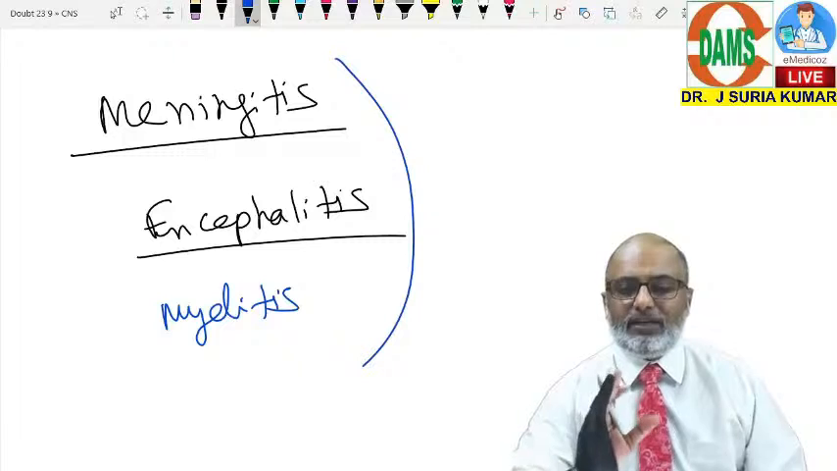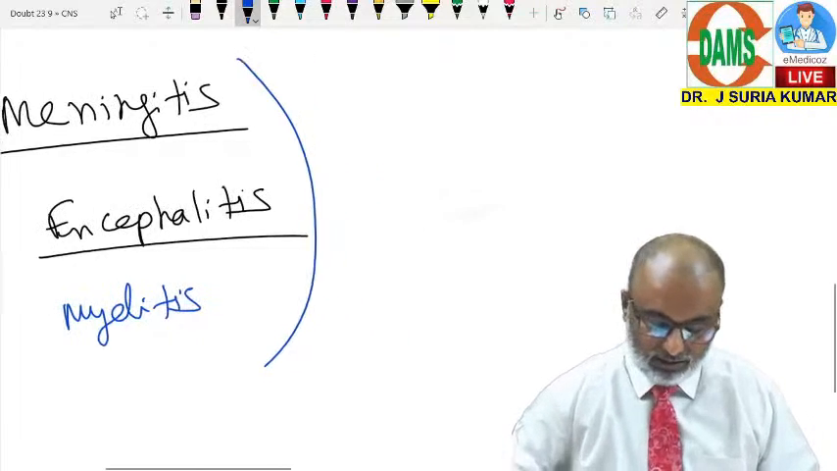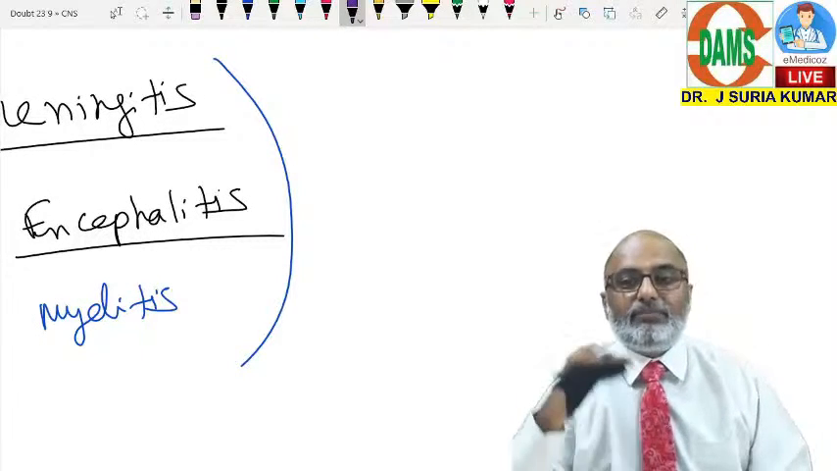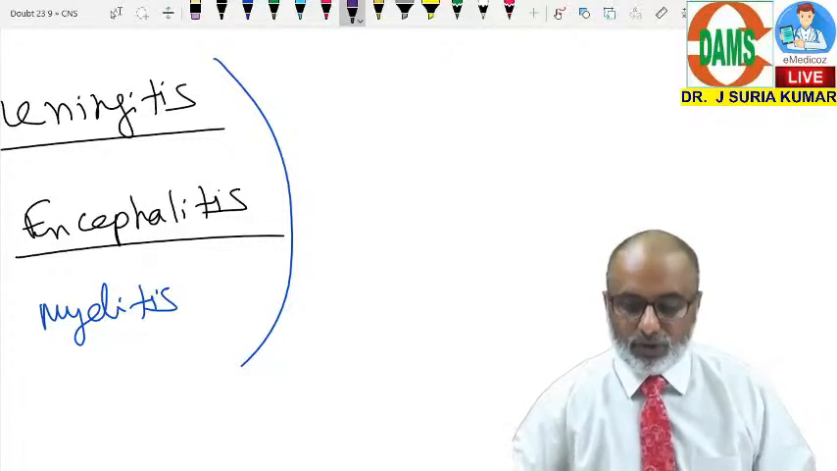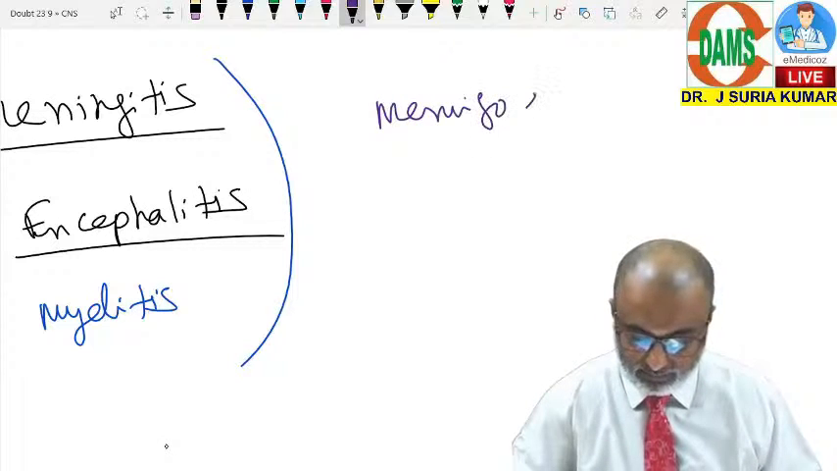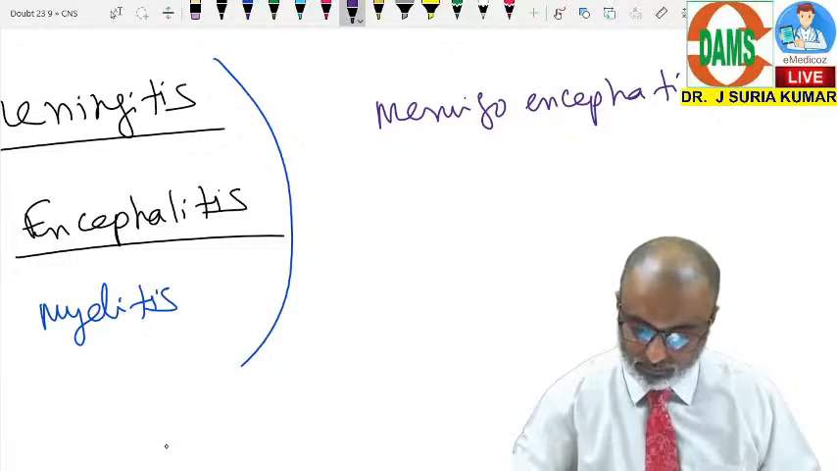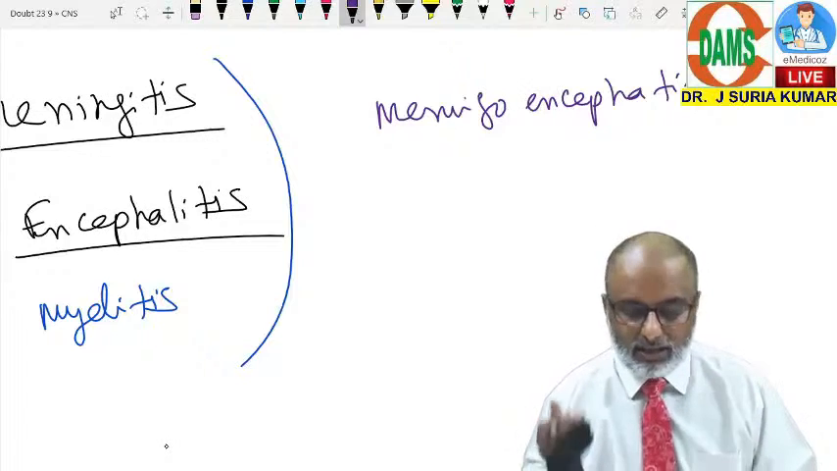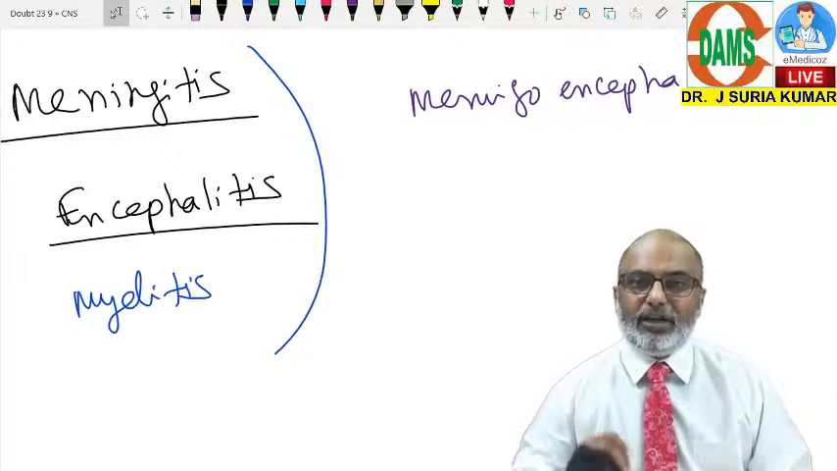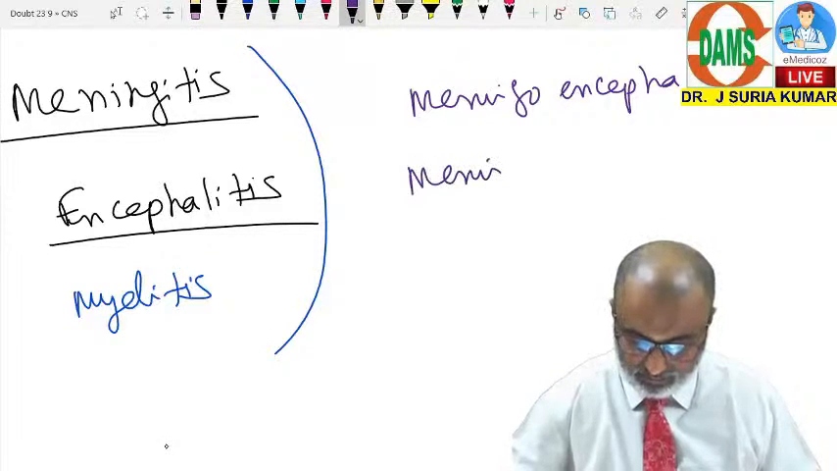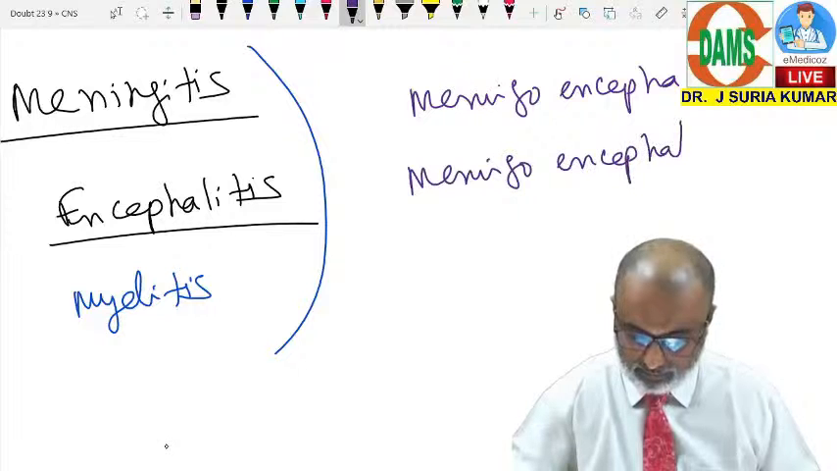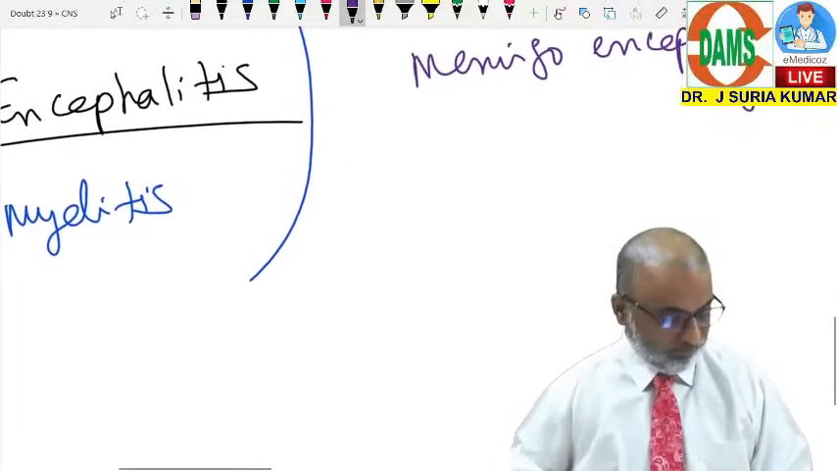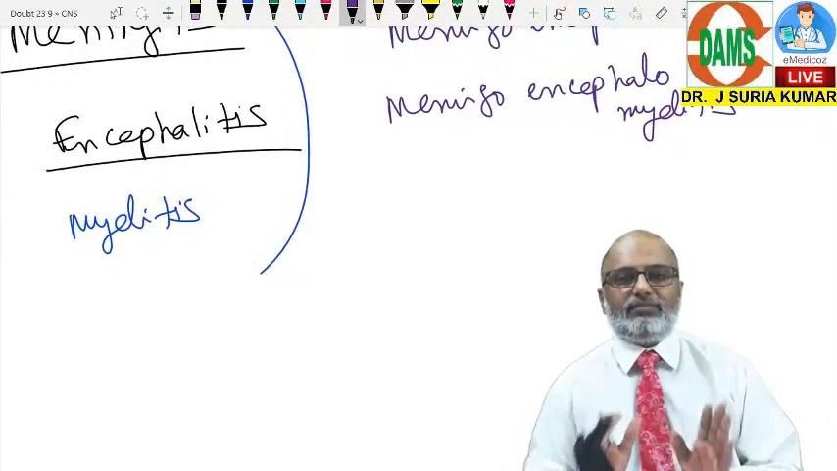So we need to say which structure is involved. We can call it as meningitis, encephalitis, myelitis. Suppose in case of meninges and the brain parenchyma involved, we call it as meningoencephalitis. Or all three are involved: spinal cord, brain parenchyma, and the meninges. We call it as meningoencephalomyelitis. Okay. So this is a small classification.